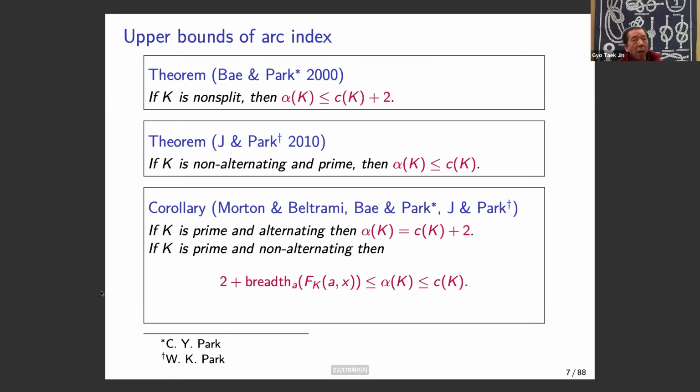And combining these theorems together, we have this corollary. If K is prime and alternating, then arc index is exactly crossing number plus 2. And if K is prime and non-alternating, then it's lower bounded by 2 plus breadth A of the Kauffman polynomial, and upper bounded by crossing number.